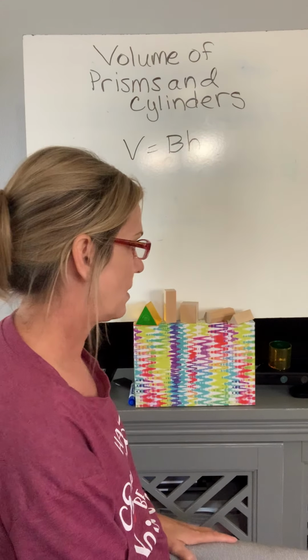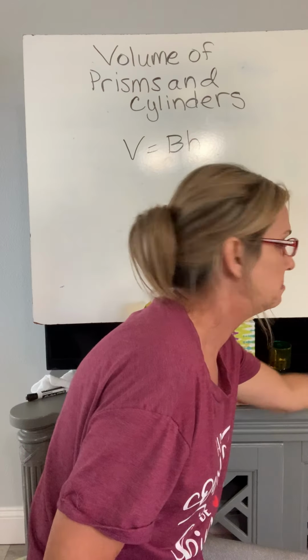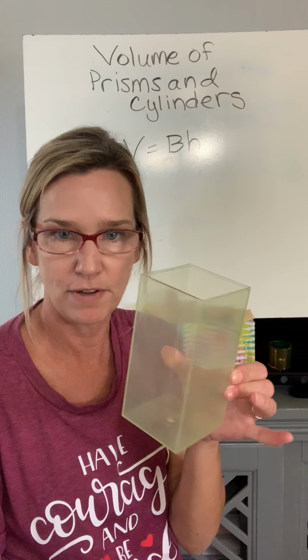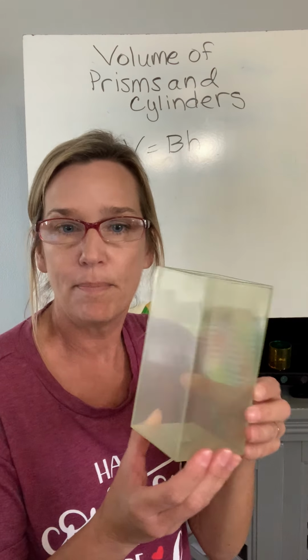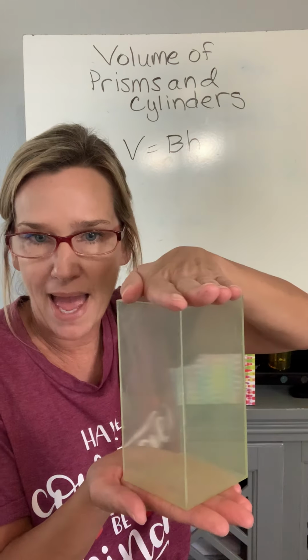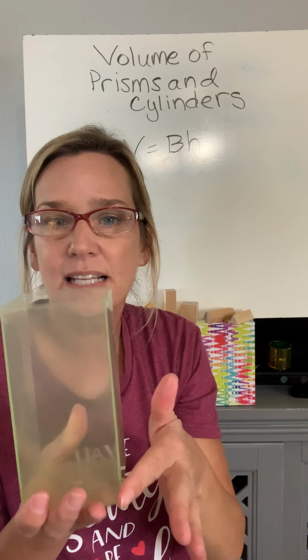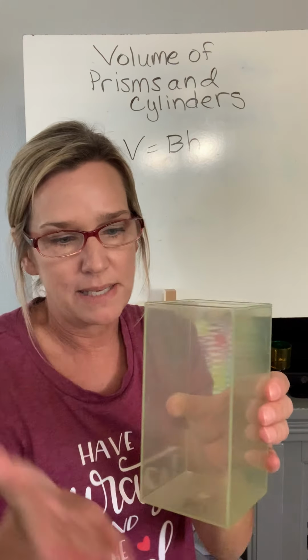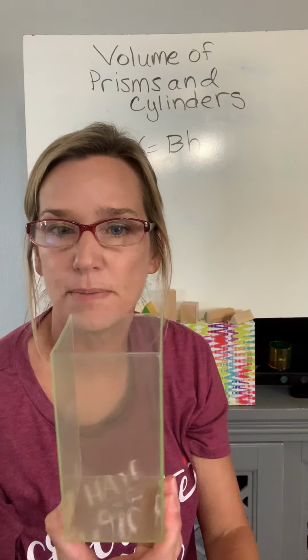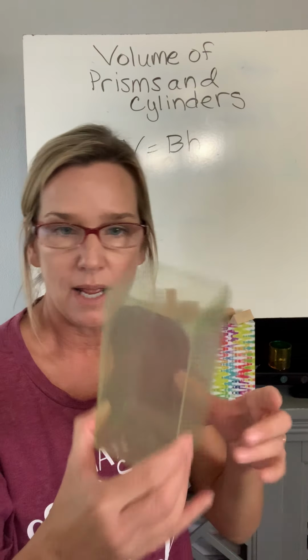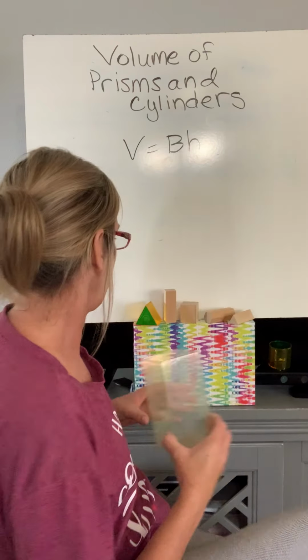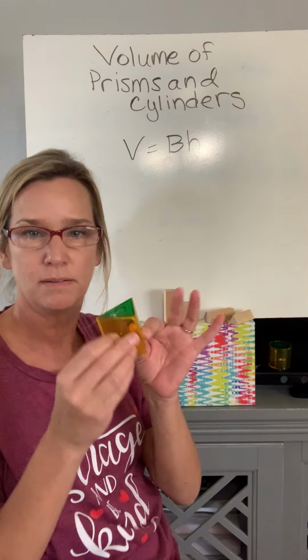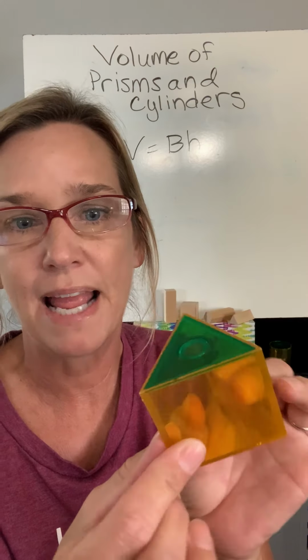If it's a prism, however, this is a prism. I don't know if you can see that very well. The bases would be the thing you have two of that match, and then the height is connecting those two bases with rectangles. That's what makes a prism a prism. So this would be a rectangular prism. This guy right here, this is a triangular prism.